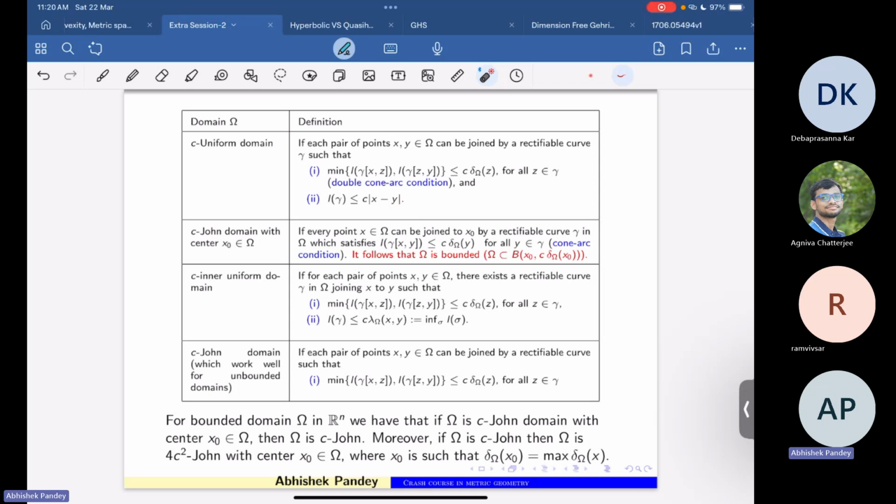Okay, this is the definition for a John domain with center x0. We have that Ω is always bounded. The same thing: if every point x belonging to Ω can be joined to x0 by a rectifiable curve γ, which satisfies length of γ from x to y is less than or equal to C times δ_Ω(y), where y belongs to γ.